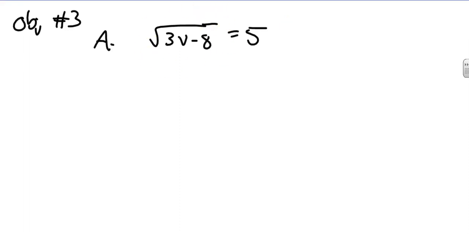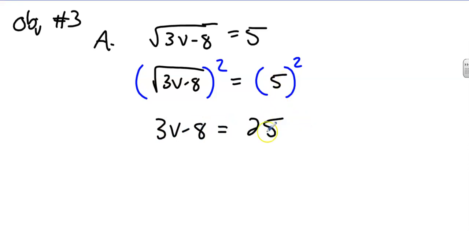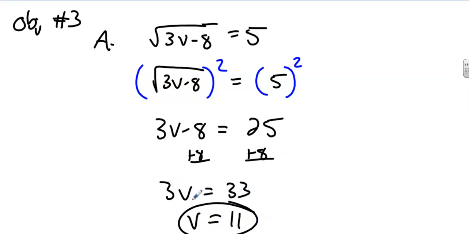Okay, the square root's already by itself, so we're going to square both sides. Again, when you square a square root, everything cancels out. That leaves you with 3v minus 8. When you do 5 squared, that's 25. And now you're just solving a regular equation. So from here, we'll add 8 to both sides and divide by 3, so then we get v equals 11.